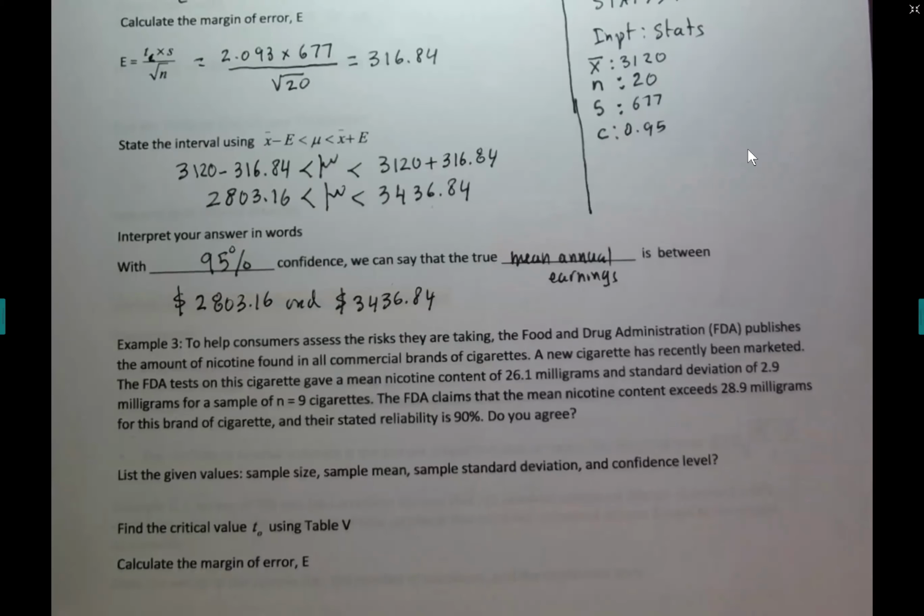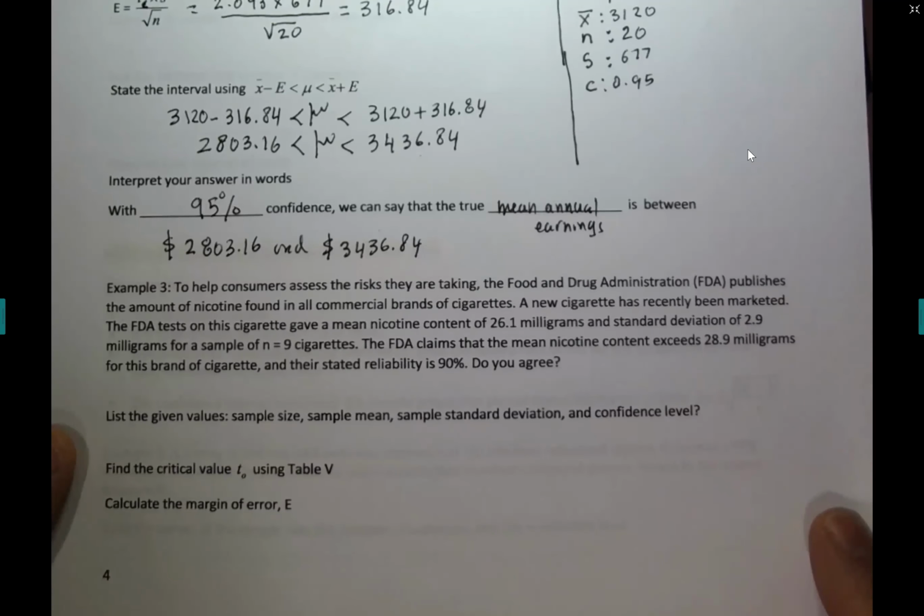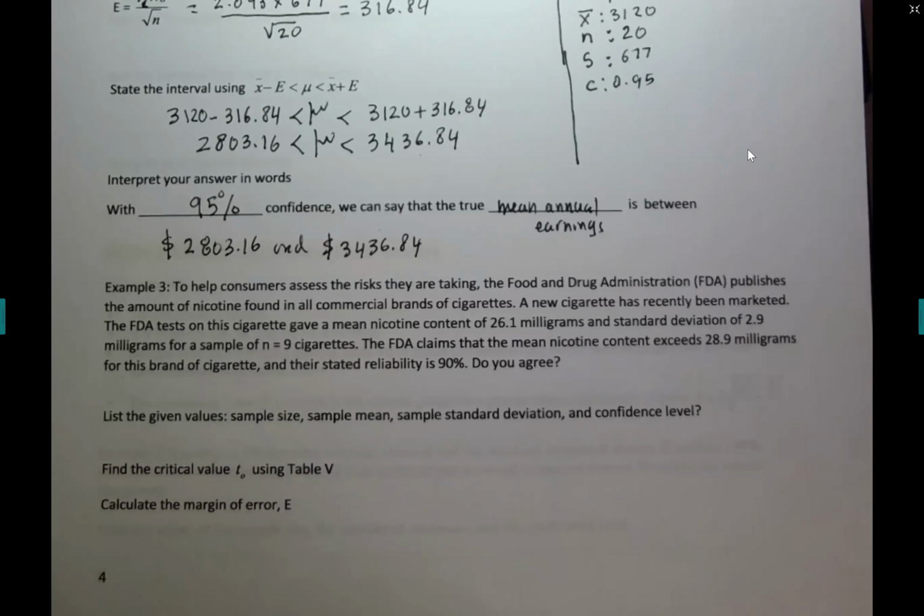All right, next question. It's really a good one. Show you the power of confidence intervals. To help consumers assess the risks that they are taking, the Food and Drug Administration, FDA, published the amount of nicotine found in all commercial brands of cigarettes. A new cigarette has recently been marketed. The FDA tests on the cigarettes gave a mean nicotine content of 26.1 milligrams and a standard deviation of 2.5 milligrams from a sample of N equals 9.